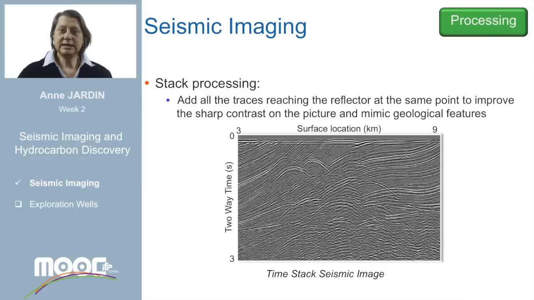The first processing step is to stack all the traces reaching the reflector at the same point. It's done to improve the sharp contrast on the picture. Seismic reflections are usually displayed in various colors, enhancing the limits between geological formations. As you can see on this image, a more obvious geological texture is now visible and begins to mimic geological features.